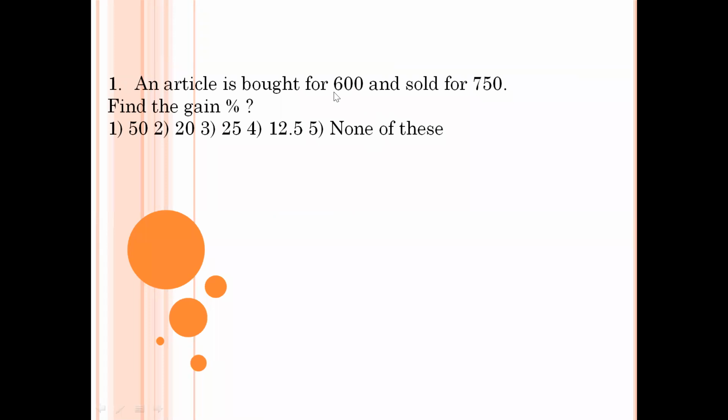Now here you see that an article is bought for 600 and sold for 750. Find the gain percentage. This is the cost price, bought price means cost price. This is selling price. Selling price more than the cost price means you will get profit. So profit percentage or gain percentage equals profit divided by cost price into 100. Profit is selling price minus cost price, 750 minus 600 is 150. Divided by cost price 600 into 100. Two zeros get cancelled. 6 1s are 6, 6 2s are 12, carry 3, 30, 6 5s are 30. So 25%. Option number 3 is the right answer.